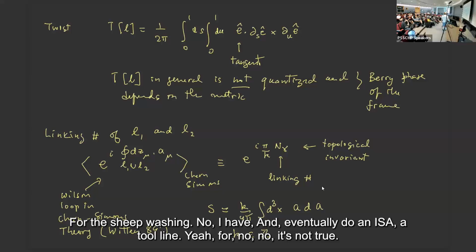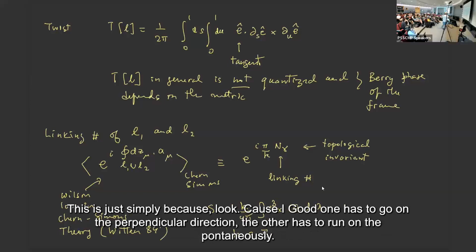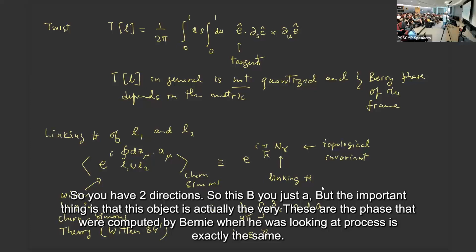A two line. Yeah, no, it's not true. This is just simply because the loop has a thickness. So one has to go along the perpendicular direction, the other has to go along the tangent direction. So you have two directions. I see. So this du is just an integral, a little segment. It's like an extended little segment.